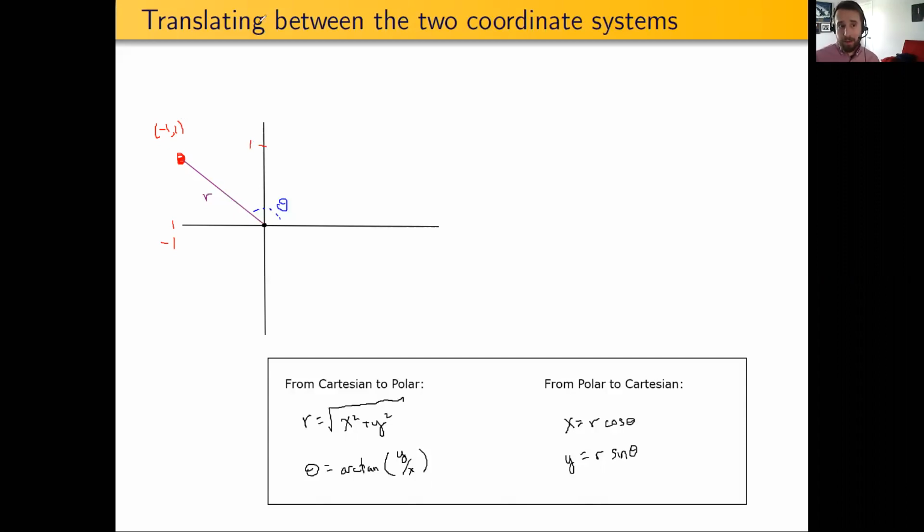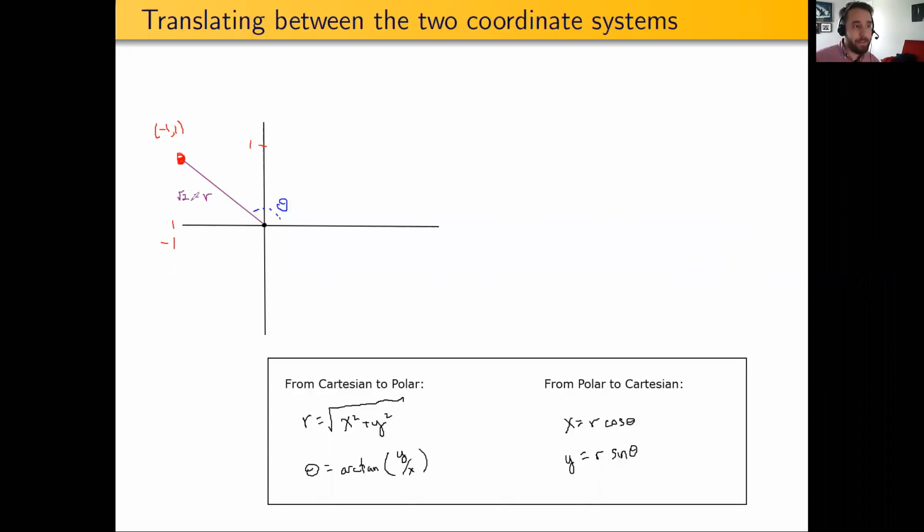Now, how does this affect our computation of r and theta? Well, it turns out r isn't affected at all, right? Because if I wanted to compute the square root of x squared plus y squared as down here, notice this -1 would get squared, become +1, and so I would still get that r is equal to the square root of 2, which is exactly right in this example. So in this case, r is equal to the square root of 2.